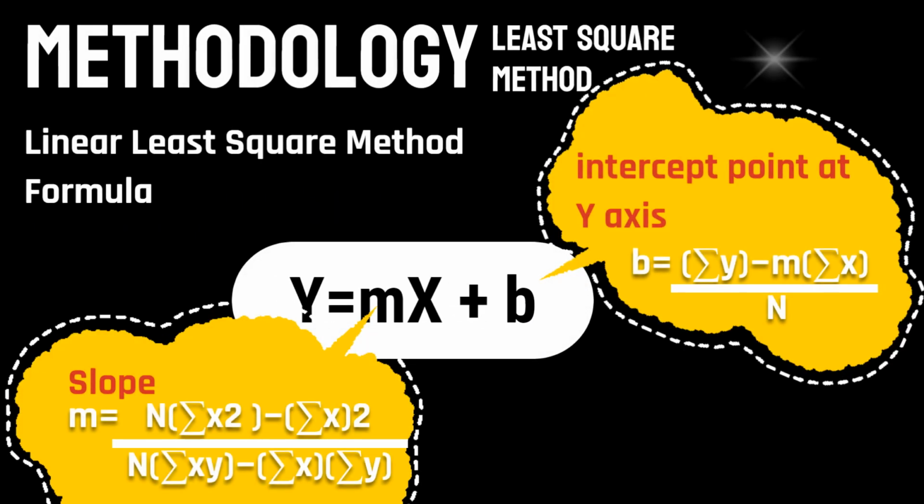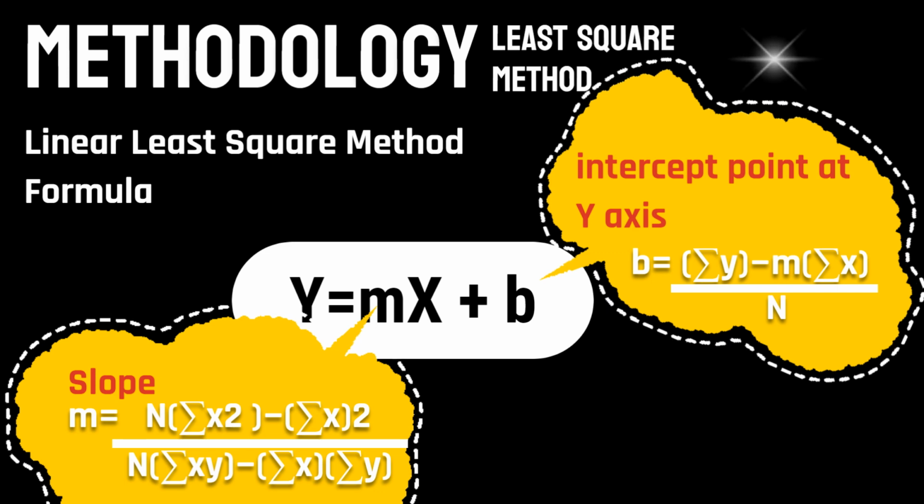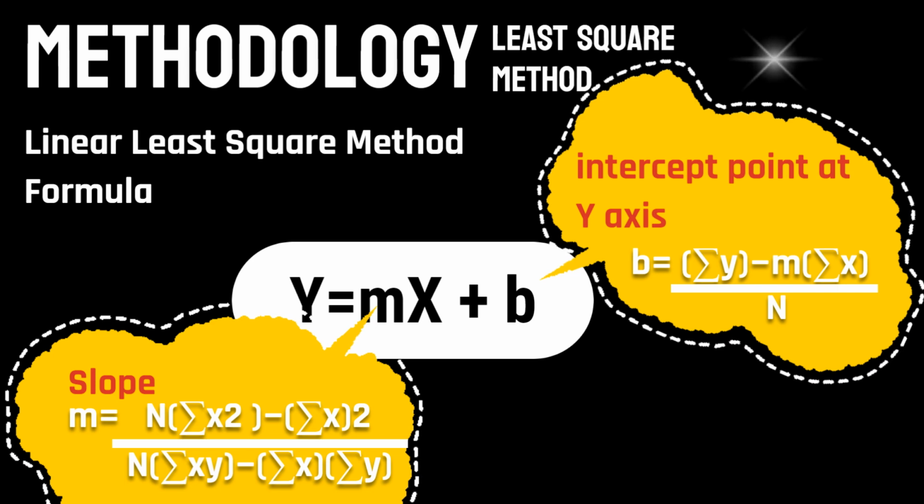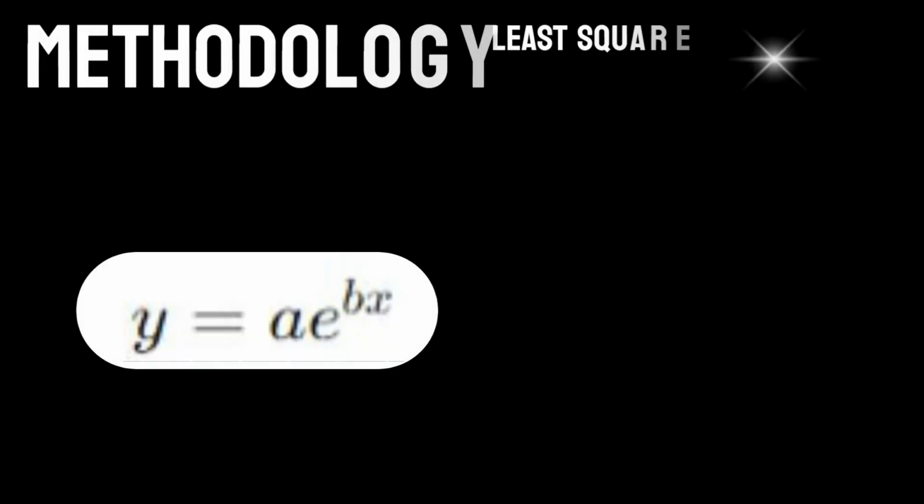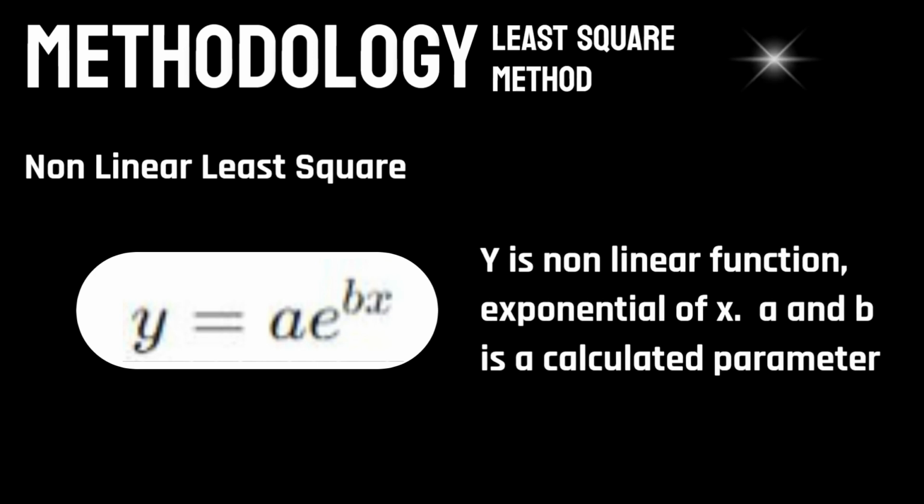Another way is through a mathematical formula, which is y equals mx plus b, where y is the dependent value and x is the independent value. These values are also known as observed values. m is commonly known as the slope of the regression line and b is the intercept of the regression line at the y-axis. For the nonlinear least squares method, the equation is a little bit more complex compared to linear modeling. In this method, the nonlinear model will be y equals a times exponential of b times x.